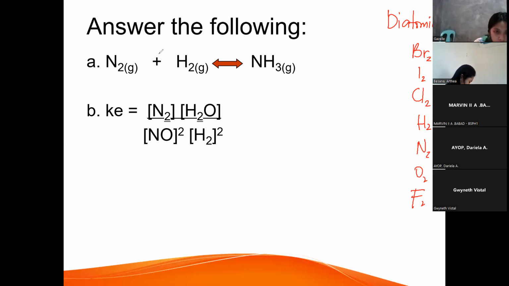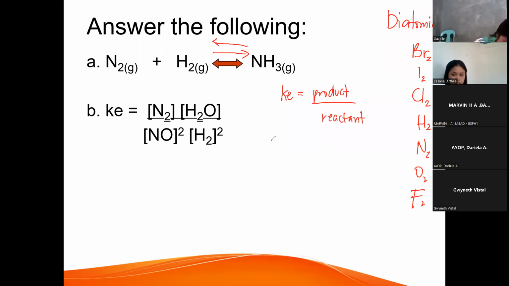Okay? Nitrogen, magre-react with hydrogen, yielding NH3. NH3 is ammonia. Okay? Again, this is NH3, this is ammonia. Now, if we want to compute for the equilibrium constant, di ba when you say chemical equilibrium, the rate of the forward and the reverse reactions should be equal. So if we want to know the chemical equilibrium constant, ano nga yung formula natin? Product over reactant.